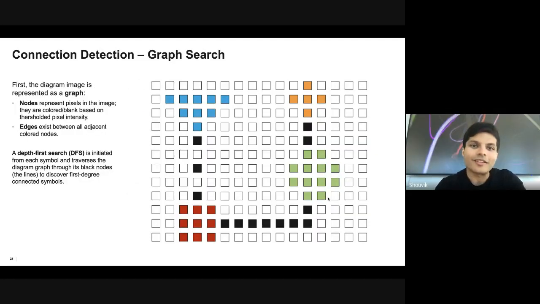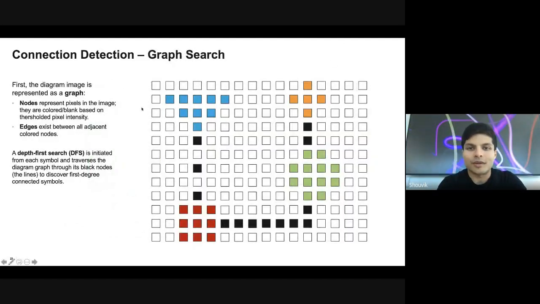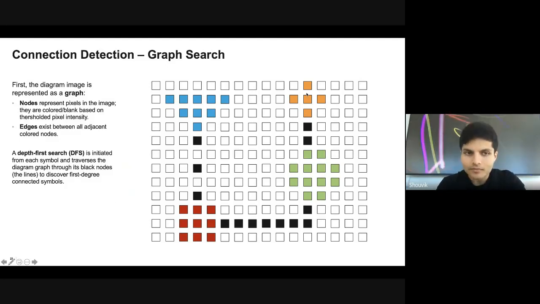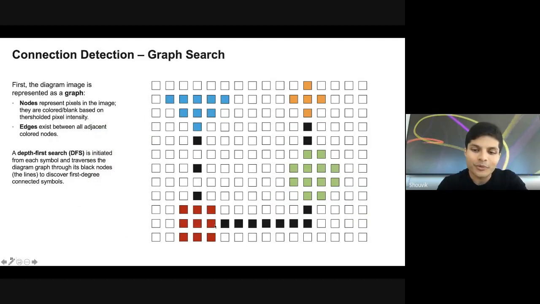What we do for this connection detection is we take the image and represent it as a graph. So you have a graph of pixels in this case, and you have symbols, which are sets of pixels. So you have four symbols here. And we do a graph search going from symbol to symbol, following the lines, which you see as these black dots in this graph. You can imagine this presents a difficulty when you're trying to traverse these dashed lines, because your graph search will hit a roadblock. It won't be able to traverse these dashed lines.